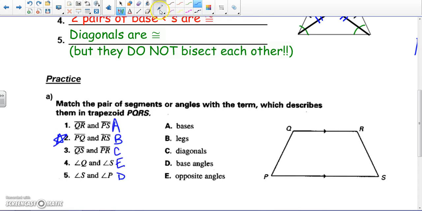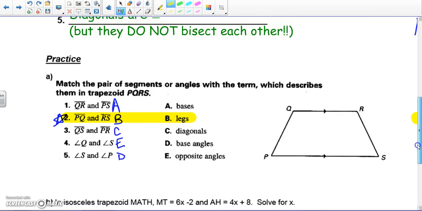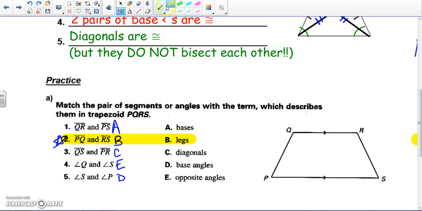So there's your answers. Hopefully you got those right. Here's the one that I put a star next to, and they match up right across from each other. PQ and RS, it doesn't even matter if they're congruent, they're the non-parallel sides. So in a trapezoid, the non-parallel sides are called the legs. Just like an isosceles triangle, same terminology there. Check those answers, make sure you got them right. Base angles, the bases are the parallel sides. Really important to have that vocabulary.